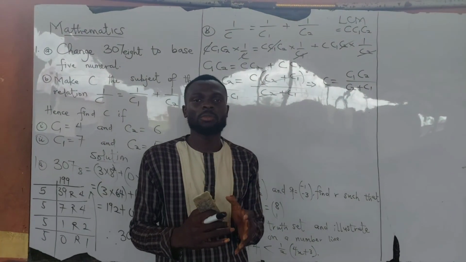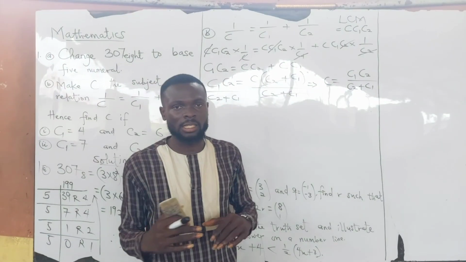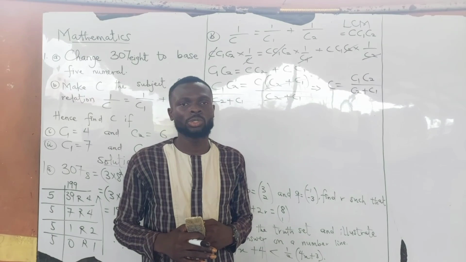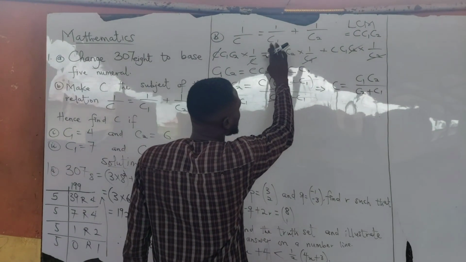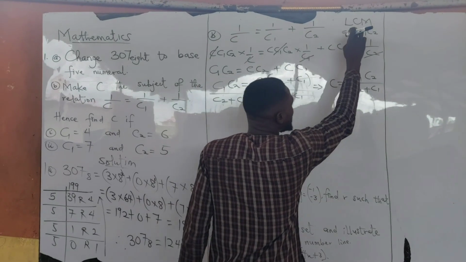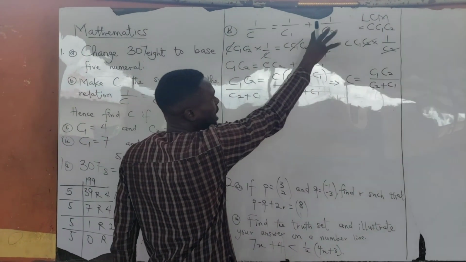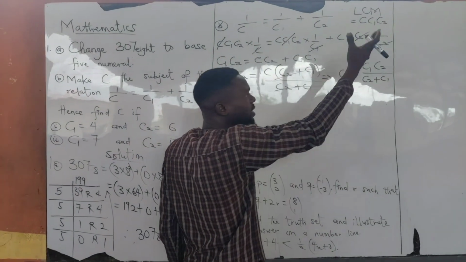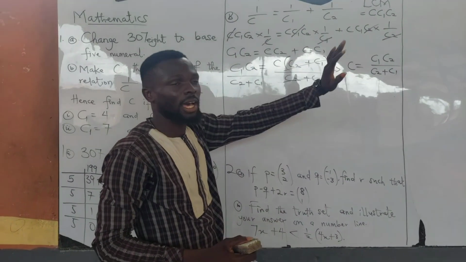And anytime you are having variables as your denominators, multiply the variables to get the LCM. So we multiply C by C1 and C2 to get C C1 C2. So now we are having three terms and our LCM is C C1 C2. So we multiply each term by the LCM.